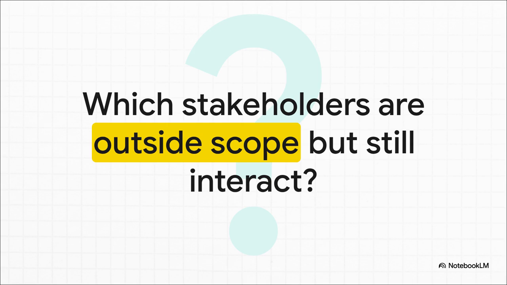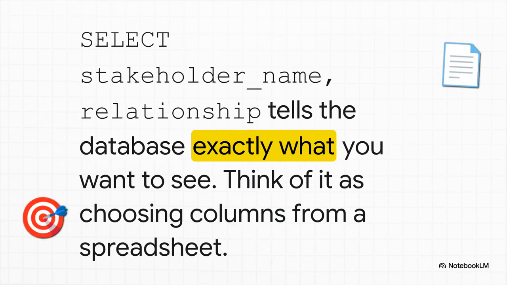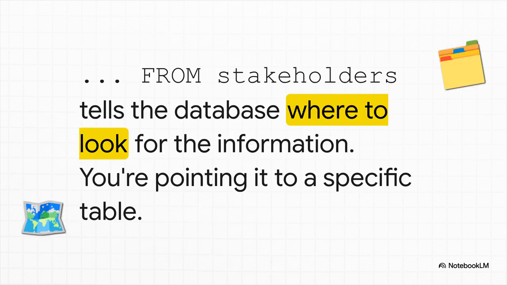So, how do we actually ask the database? Well, it all starts with the select statement. This is basically you telling the database exactly what you want to see. Think of it like you're looking at a giant spreadsheet and you're just picking the columns you care about. In this case, we just want the stakeholder's name and the relationship to the project. Next up is the from clause. This part's easy. It just tells the database where to go look for the information. We're pointing it to a table we've called stakeholders, which is where, you guessed it, all our stakeholder info lives.